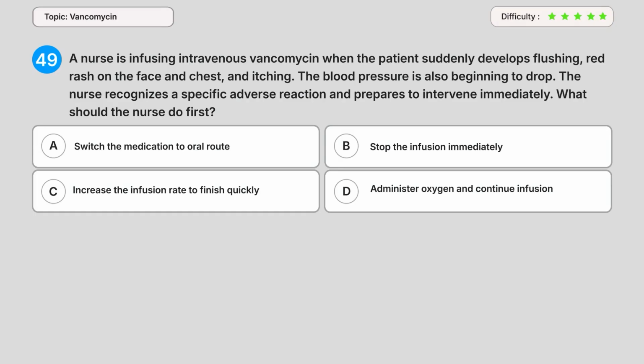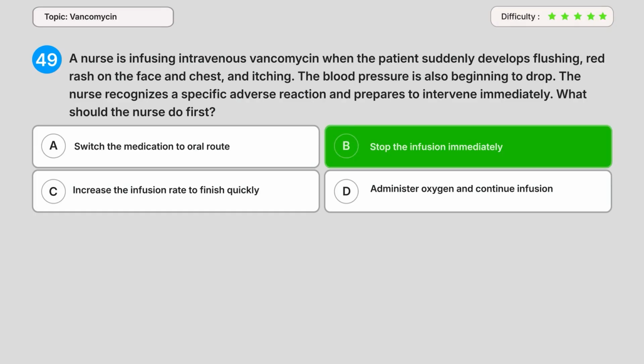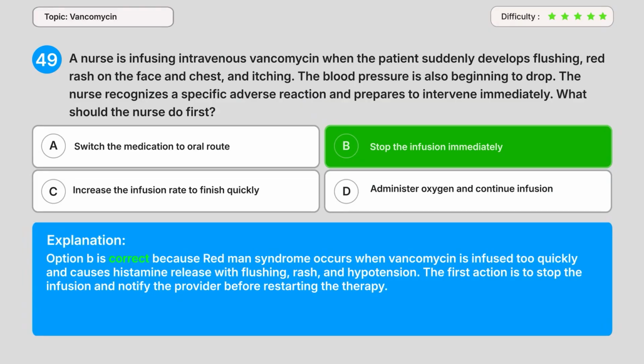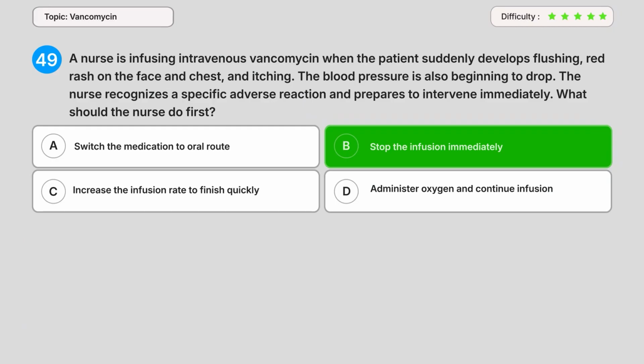Correct answer. B. Stop the infusion immediately. Red man syndrome occurs when vancomycin is infused too quickly and causes histamine release, with flushing, rash, and hypotension. The first action is to stop the infusion and notify the provider before restarting the therapy.